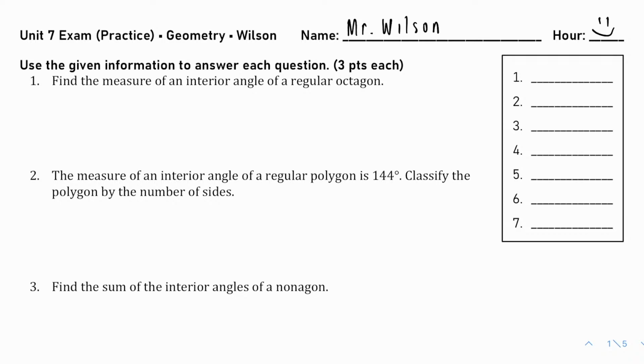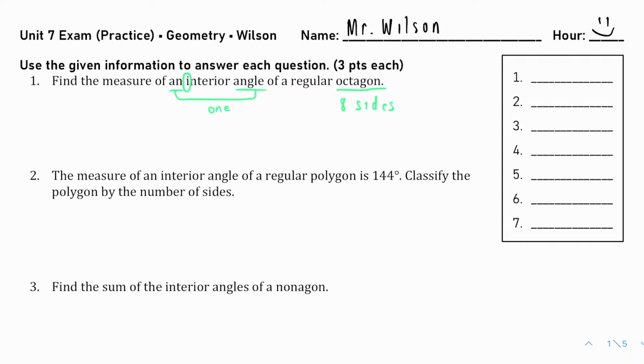All right, question 1. Find the measure of an interior angle of a regular octagon. So key piece of information here is the word octagon. That means 8 sides. And it says an angle. That means that we're looking for just one. And then interior.